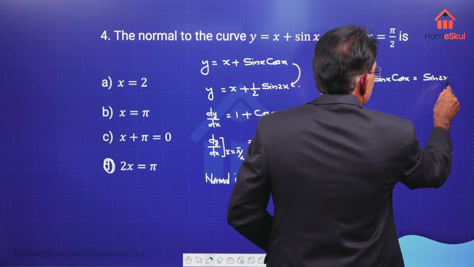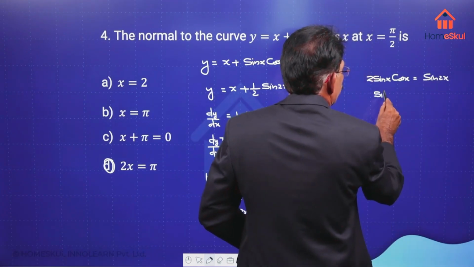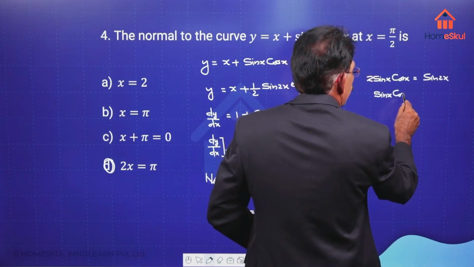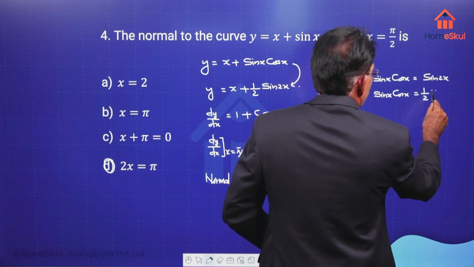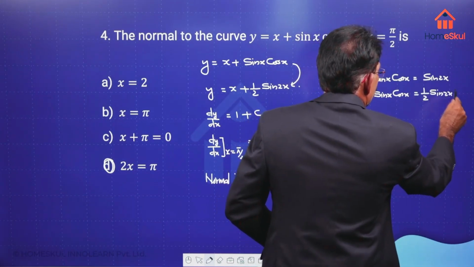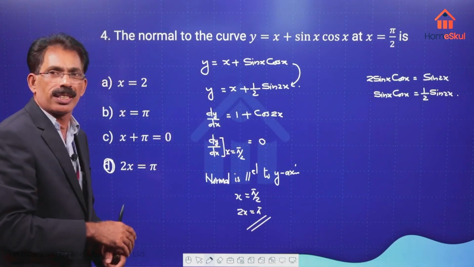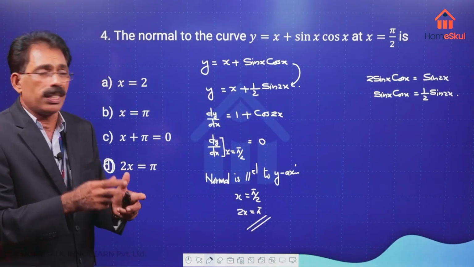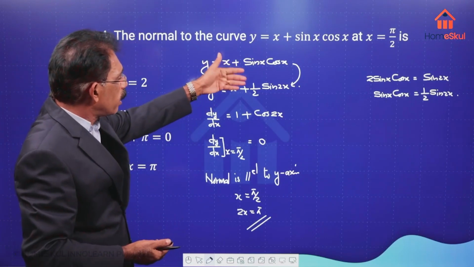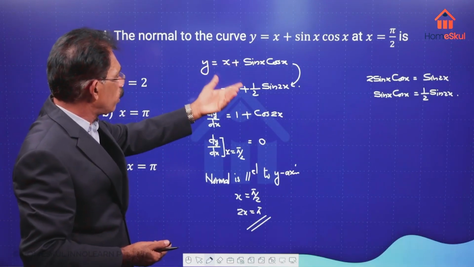Sin 2x. Then sin x cos x is what? By the trigonometry formula, sin x cos x is equal to 1 by 2 into sin 2x. Actually, we are writing 1 by 2 into sin 2x, but it is not necessary to expand this one. You can directly differentiate the derivative, there is no problem.